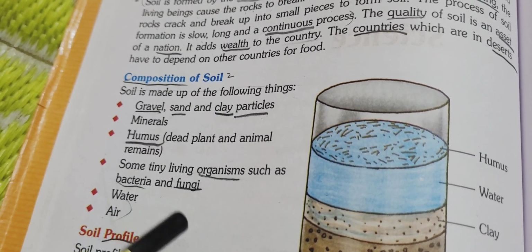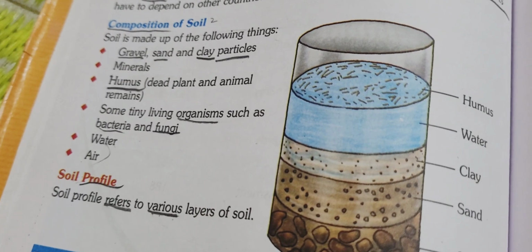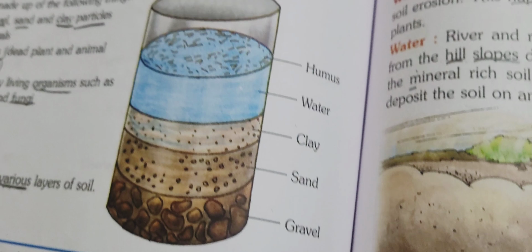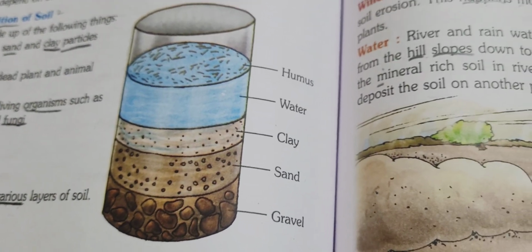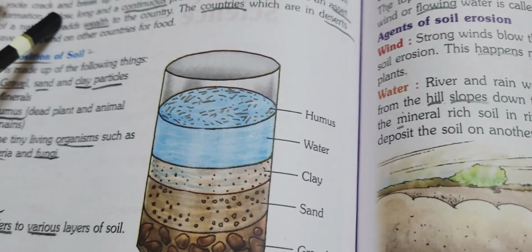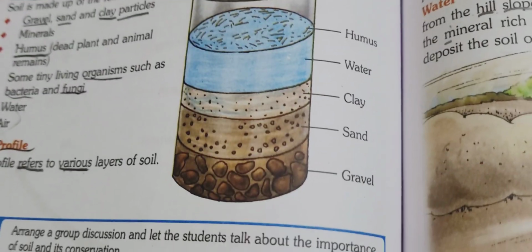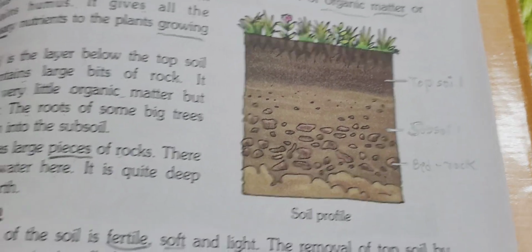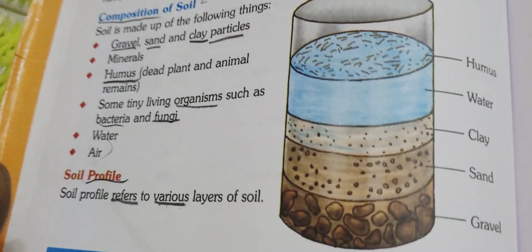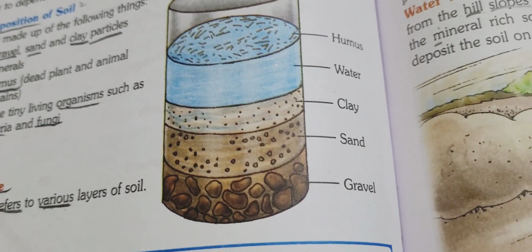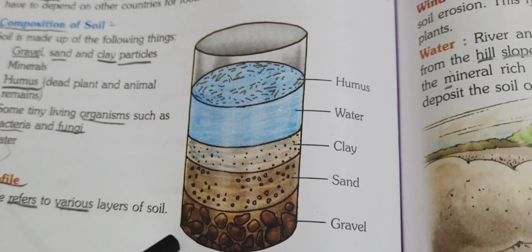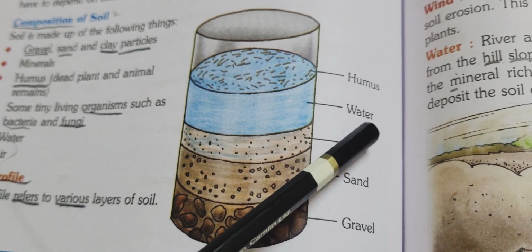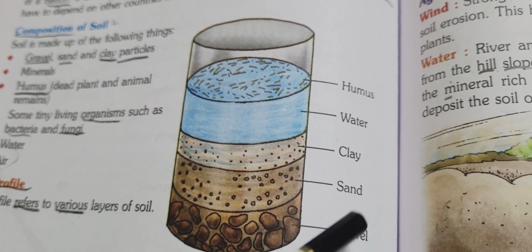Water, air. Soil profile. What are the soil profiles? Topsoil, subsoil, bedrock. Now this is the composition of soil: humus, water, clay, sand, gravel.